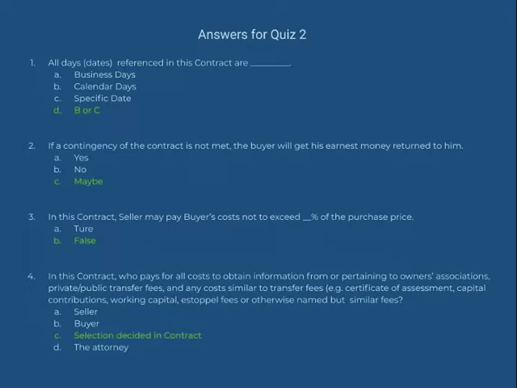Number four, in this contract, who pays for all costs to obtain information from or pertaining to owners' associations, private or public transfer fees, and any costs similar to transfer fees? That is your certificate of assessment, capital contributions, working capital, estoppel fees, and otherwise named but similar fees. The answer is C. Selection is decided in the contract. You choose either buyer or seller. And remember, if you don't select one or the other, it reverts to the seller.